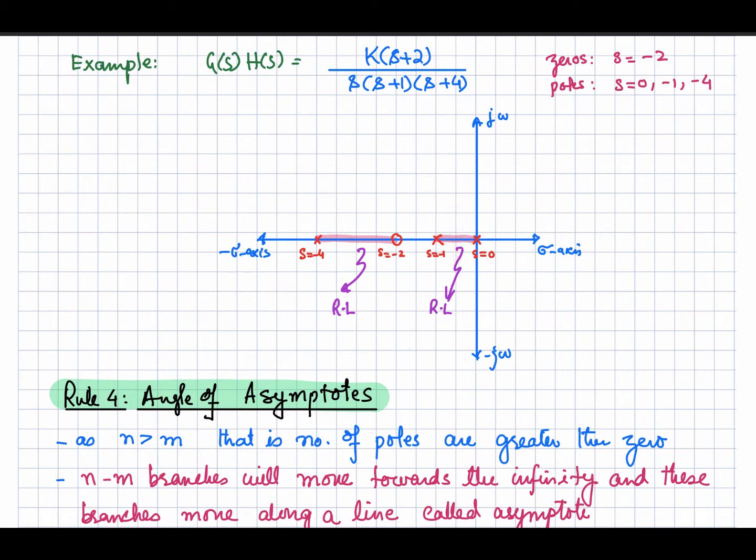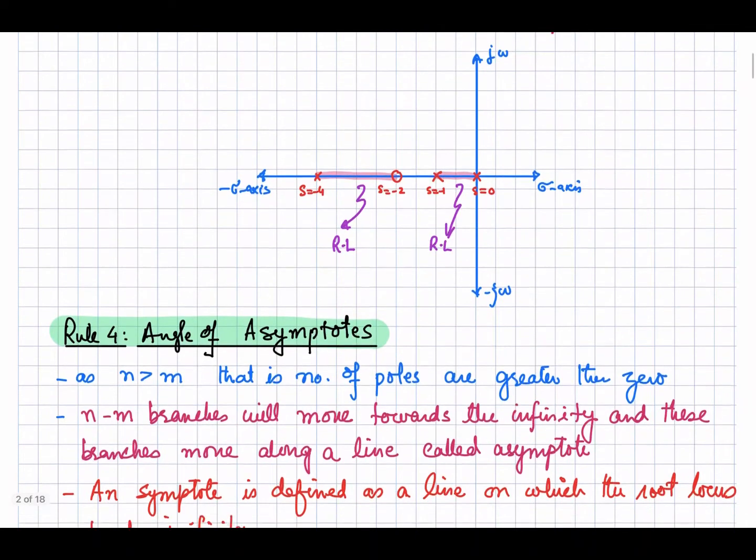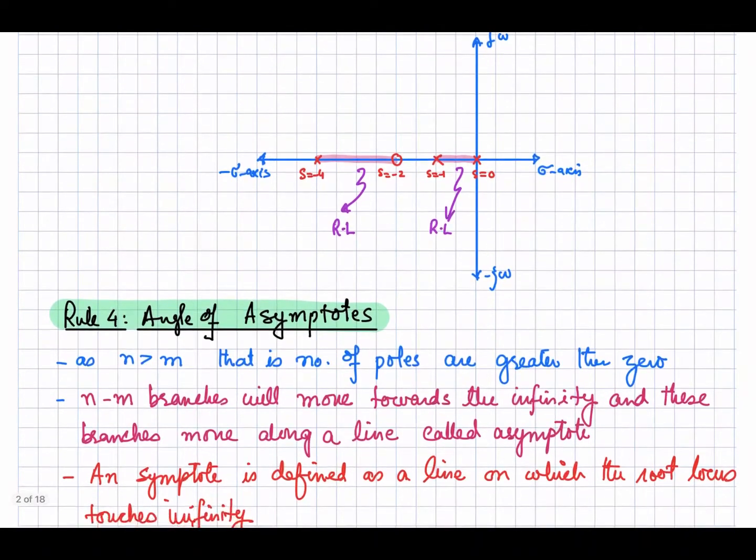Okay, so now let's move towards rule number 4, that is how we can find the angle of asymptotes. Before discussing the angle of asymptotes, what do we mean by asymptotes? An asymptote is basically the line along which the pole moves towards infinity. As I told you, all the poles move towards the zeros, so this pole is going to move towards this zero, but where are the zeros of these other poles? The zeros of these poles are somewhere at infinity.